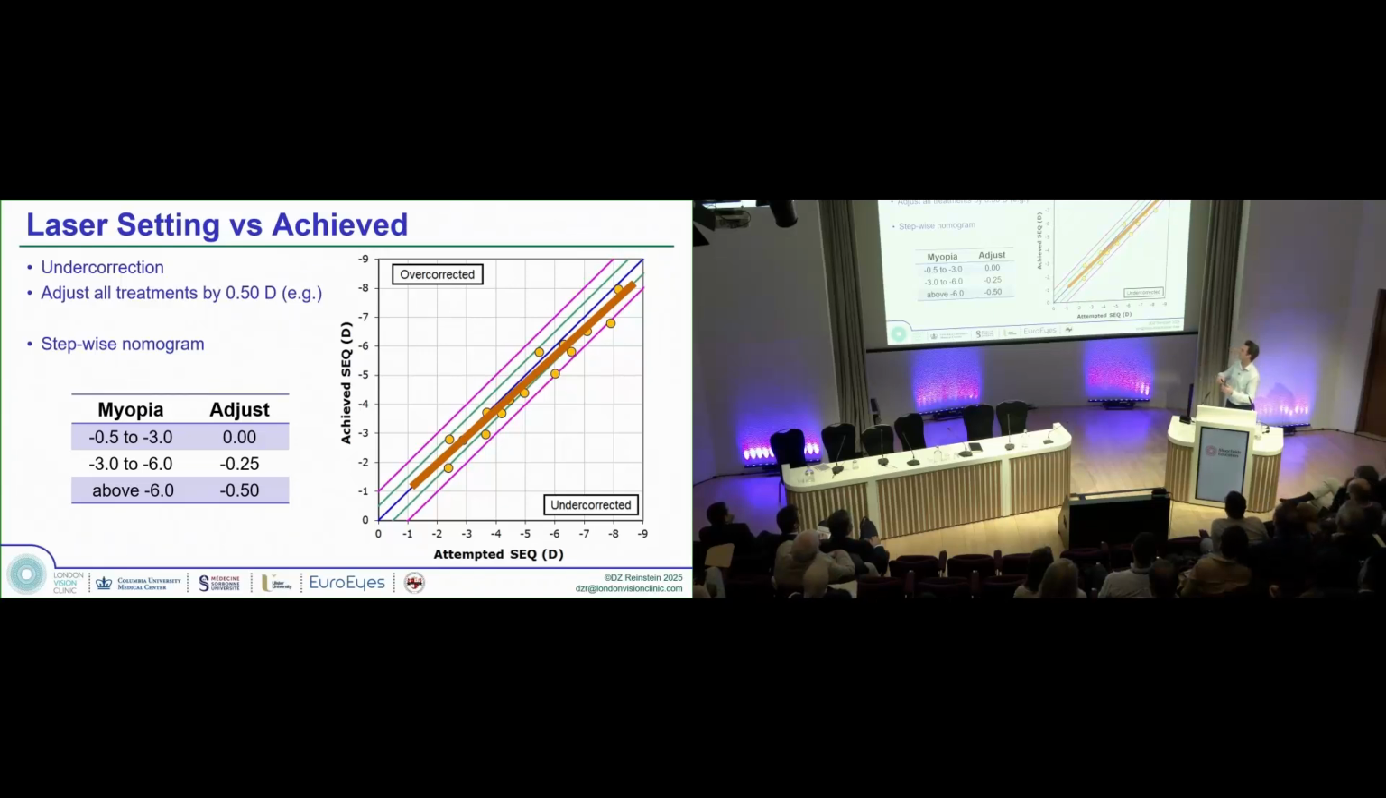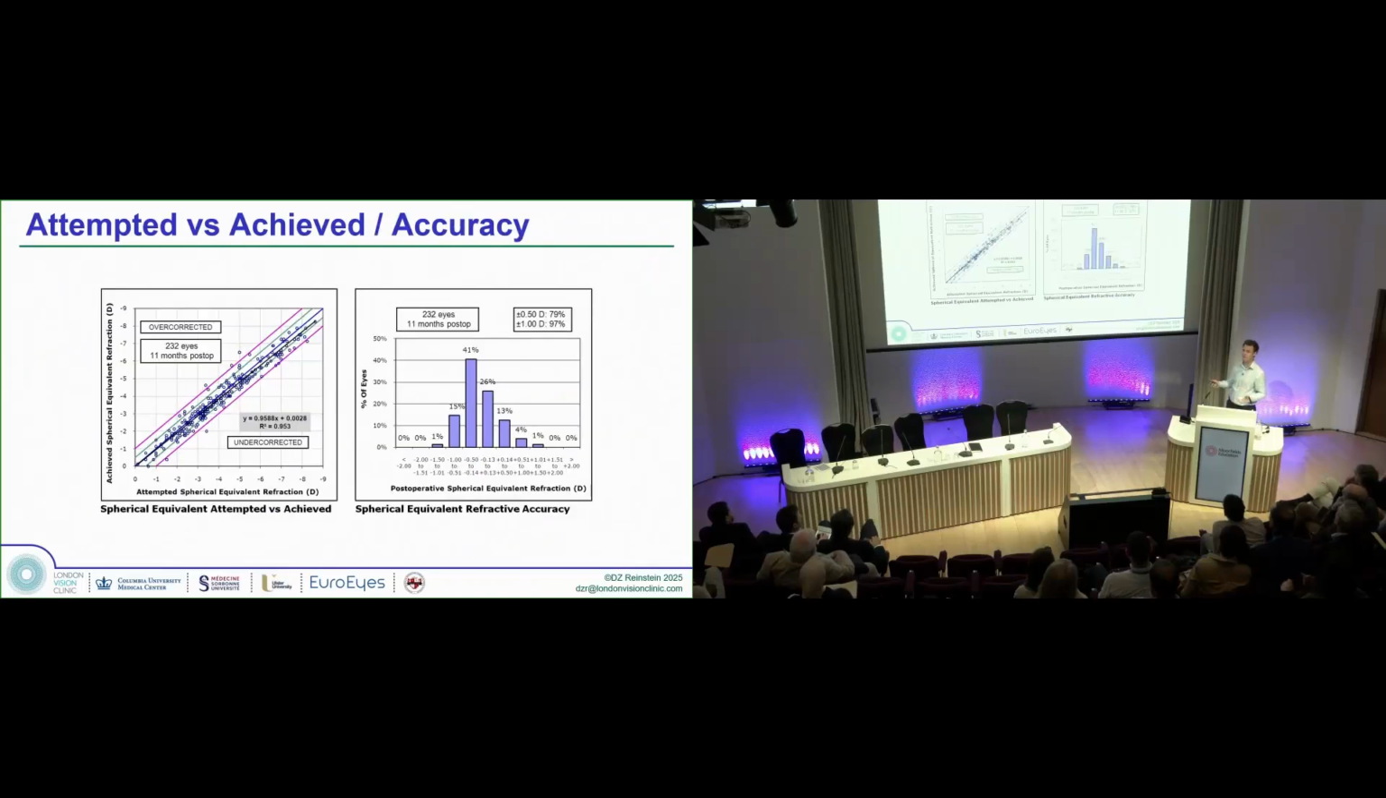More likely is that you'll find that the higher corrections undercorrect more than the lower corrections. And so the next simplest option is to use a stepwise nomogram where you can use a different adjustment for higher amounts of myopia. And it's a very simple thing to do. You can just stick it on the side of your laser, and then you just make the adjustment accordingly before each treatment. And this is going to make a huge impact to your results.